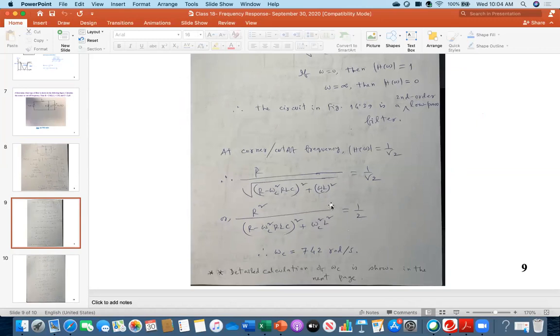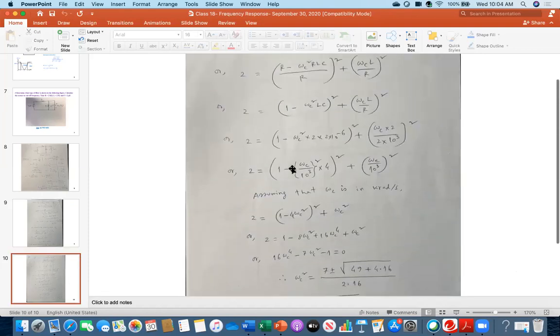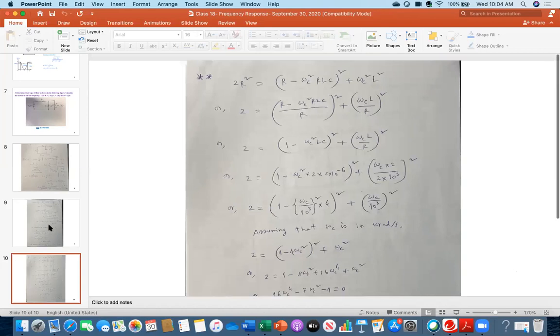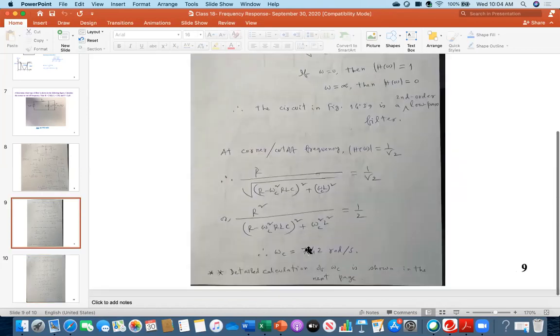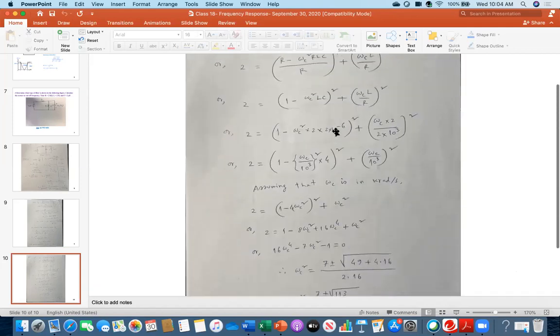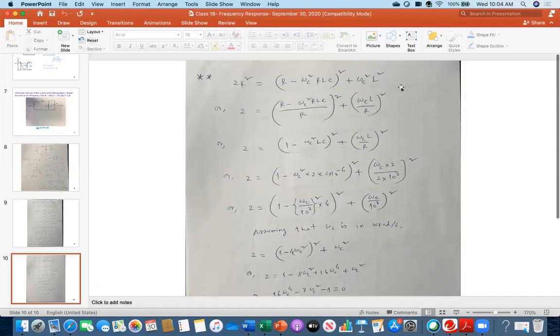From this one, everybody look, I am simplifying. Here is the detailed calculation. This is the start point of this line, the last line. Keep in mind, I am multiplying 2R squared and then this one. That I am doing. Everybody, could you follow what I am doing?